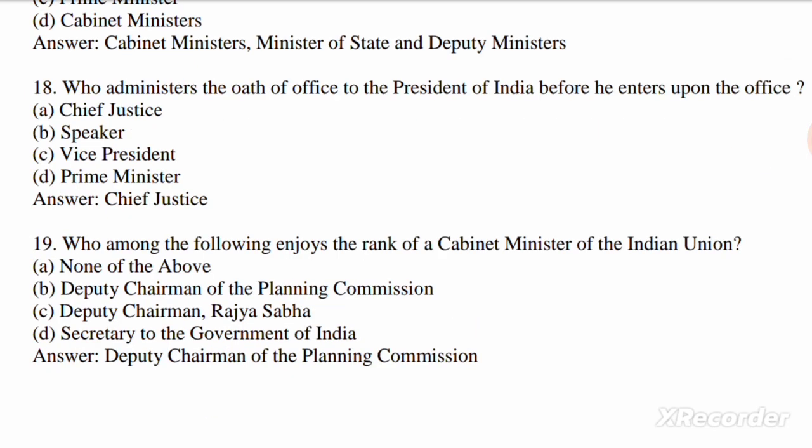18. Who administers the oath of office to the President of India before he enters upon the office? Answer: Chief Justice. 19. Who among the following enjoys the rank of a Cabinet Minister of the Indian Union? Answer: Deputy Chairman of the Planning Commission.